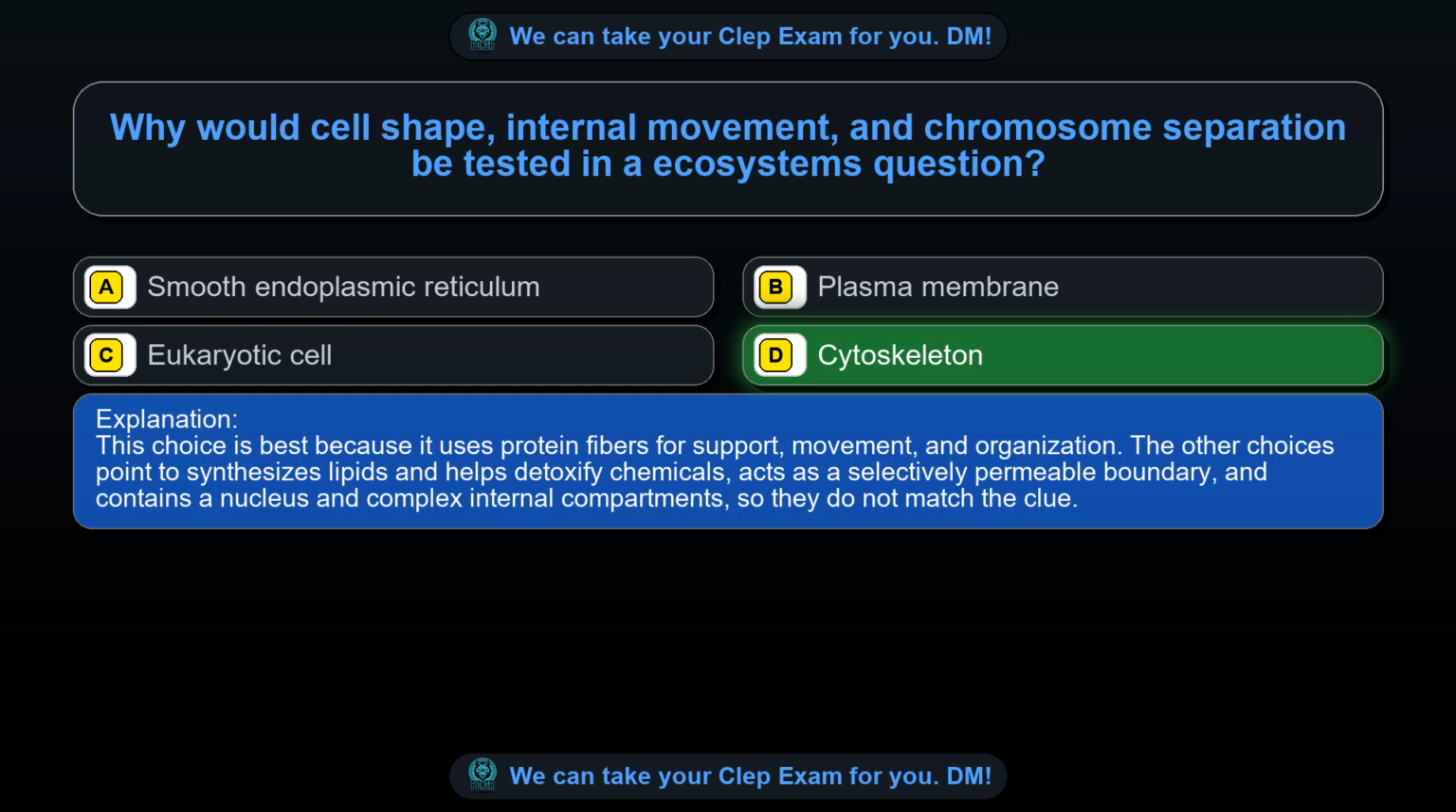This choice is best because it uses protein fibers for support, movement, and organization. The other choices point to a structure that synthesizes lipids and helps detoxify chemicals, a selectively permeable boundary, and a cell that contains a nucleus and complex internal compartments, so they do not match the clue.